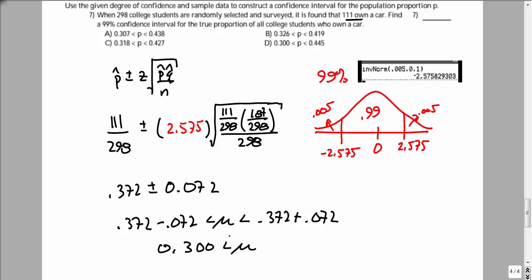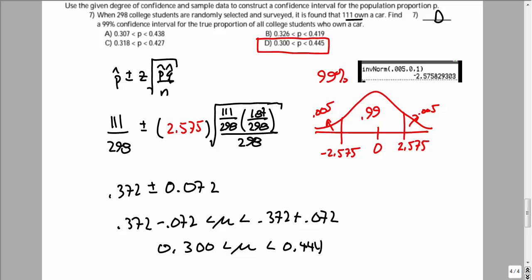And then my upper bound is going to be 0.372 plus 0.072. And you get 0.444. And that's closest to letter D. Now if I would have used plus or minus 2.576, these values would have been off slightly, but they still would have been closest to letter D.